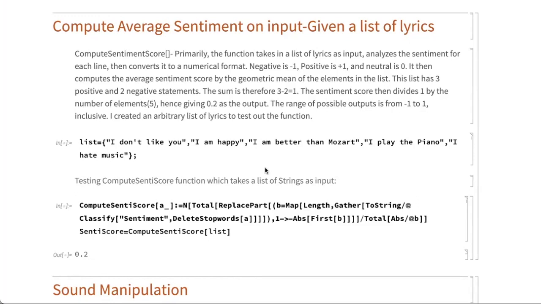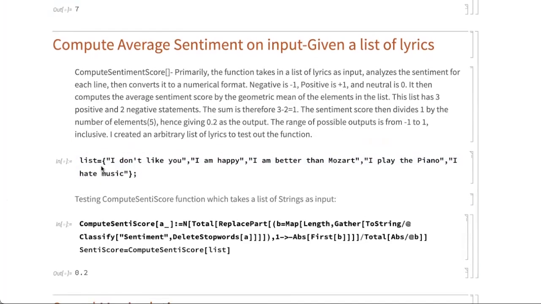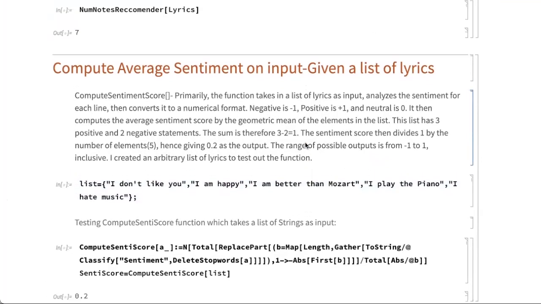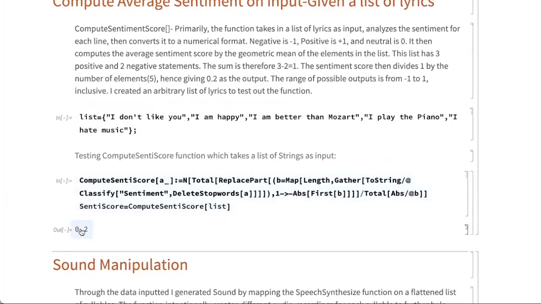So what I did with this function was this is just a list of lyrics inputted, and then in the sentiment score function, I analyzed the sentiment of each phrase separated by a comma. So "I don't like you" was negative. "I am happy" was positive. "I am better than Mozart" was positive. And "I play the piano" is a neutral phrase. "I hate music" is a negative phrase. So based on that, it outputted a decimal value.